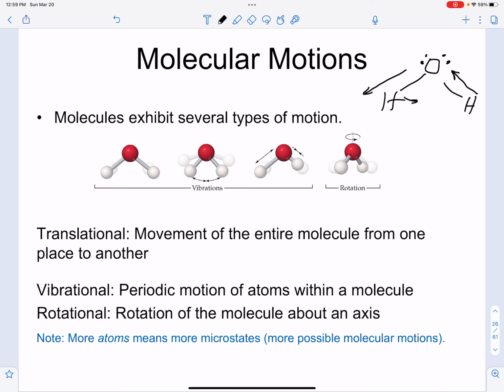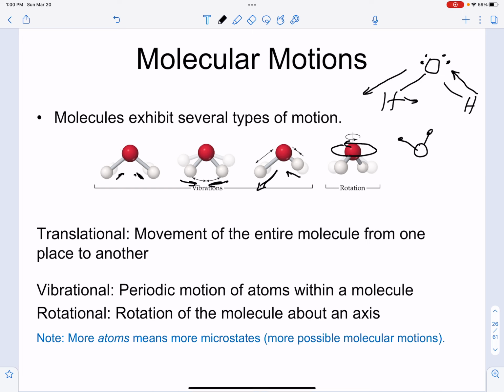So every one of those possibilities is a new microstate. So the more possibilities of different motions in the molecule, the higher the entropy. And here we can see the stretching in and out. We can see the scissoring motion. This is the not coordinated in and out. And the molecule can rotate on its axis. I imagine it can also rotate like that.